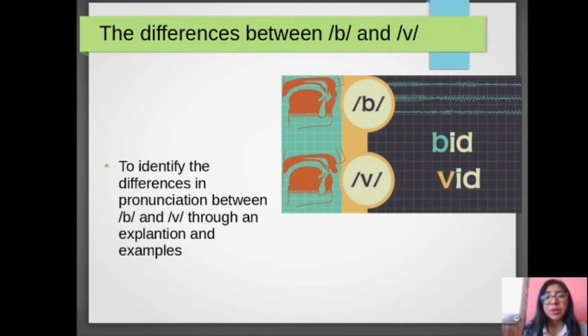As I said before, today we are going to review a new topic that is called the difference between B and V. Okay, so today we are going to work in a pronunciation activity. What is the objective for today? To identify the difference in pronunciation between B and V through an explanation and examples. Okay, so do you know what is the main difference between the both consonants? Do you know how you pronounce each one? Okay, so today we are going to review that in order to understand better, okay? So pay attention.